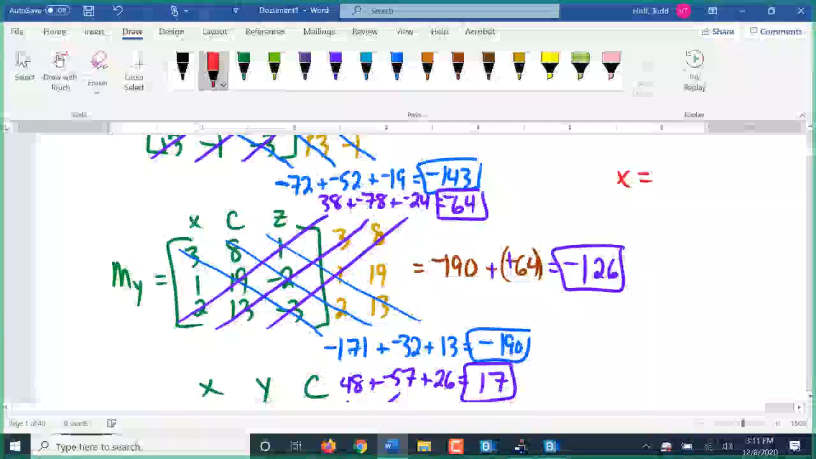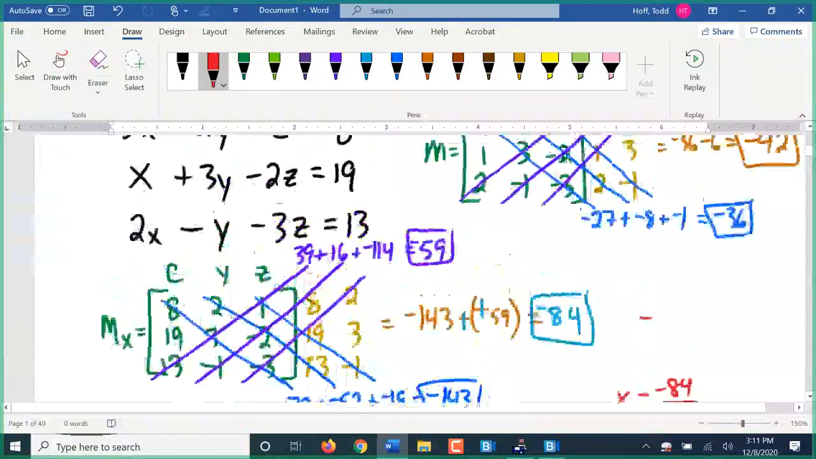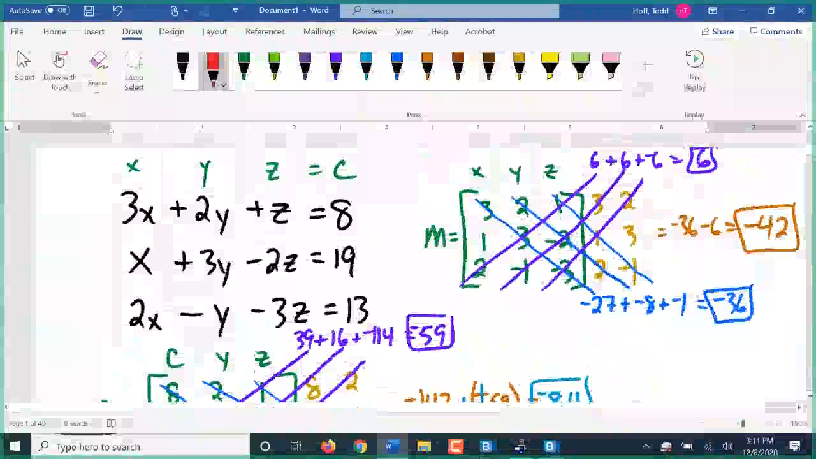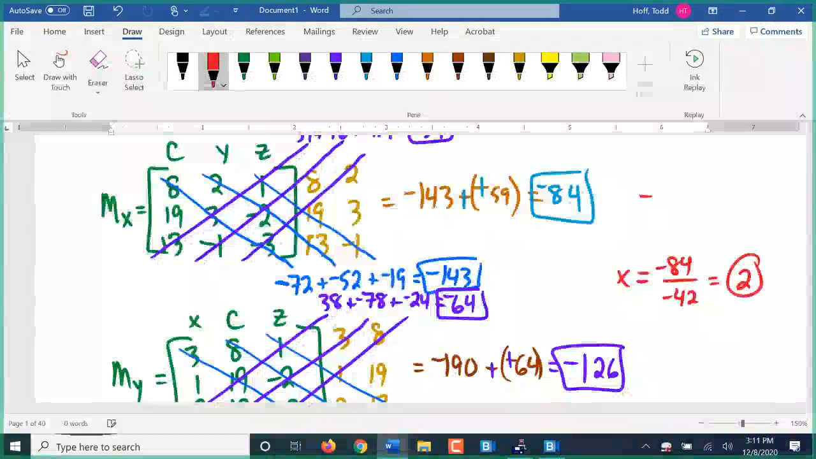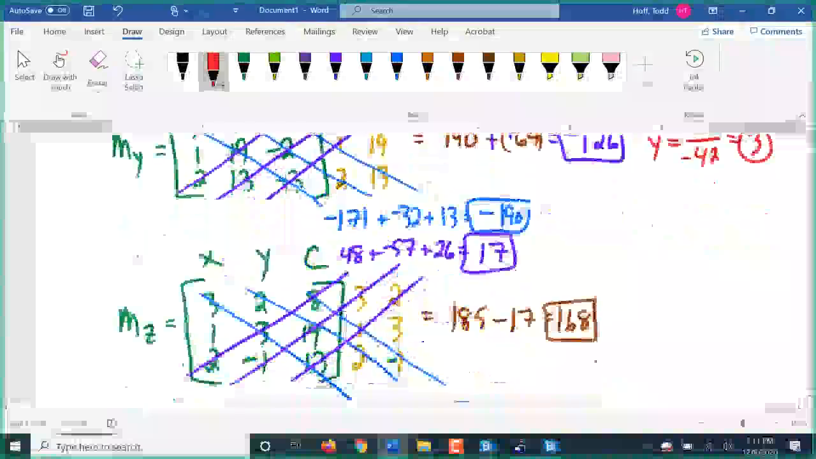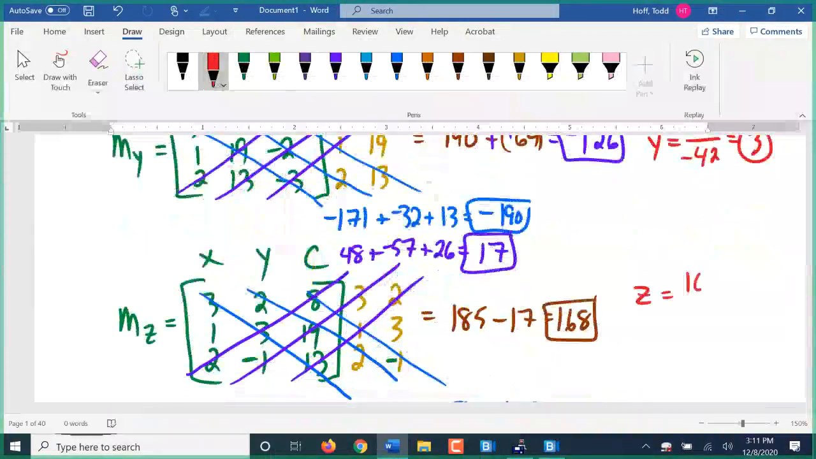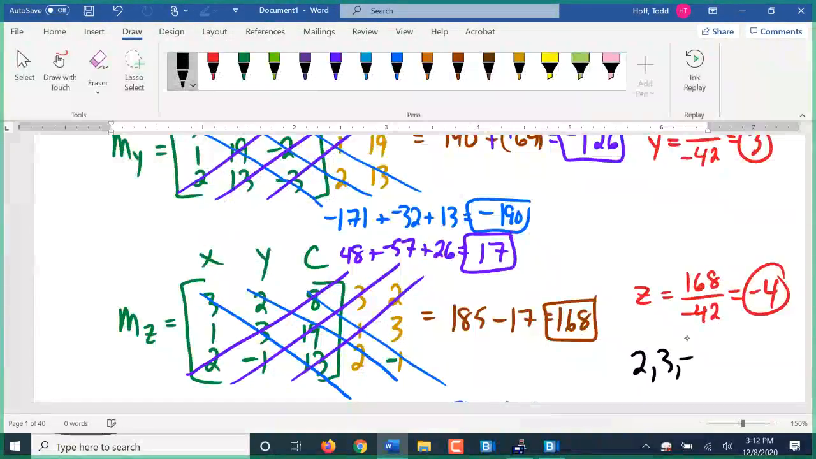So now, X is the determinant of the X matrix, -84, over the determinant of the base matrix, -42. That's a +2. Y is the determinant of the Y matrix, -126, over the determinant of the base matrix, -42, which is a +3. And Z is the determinant of the Z matrix, 168, over the determinant of the base matrix, -42, which is a -4, giving us a solution: X is 2, Y is 3, and Z is -4.